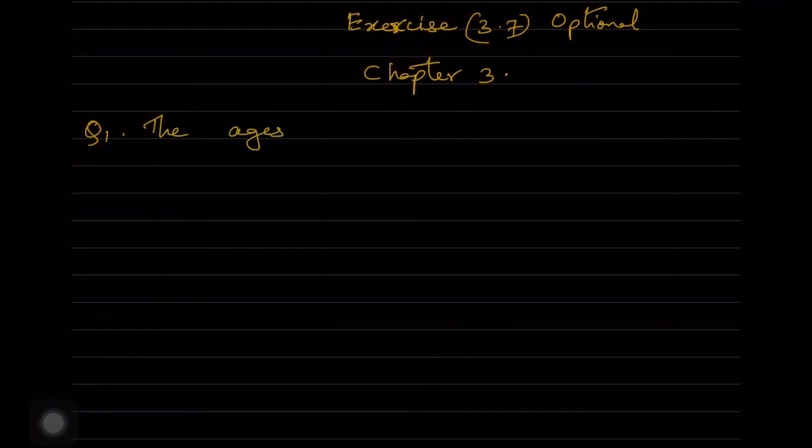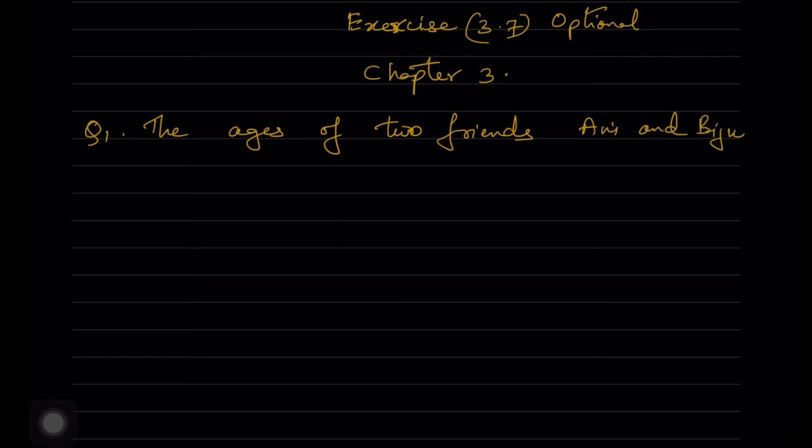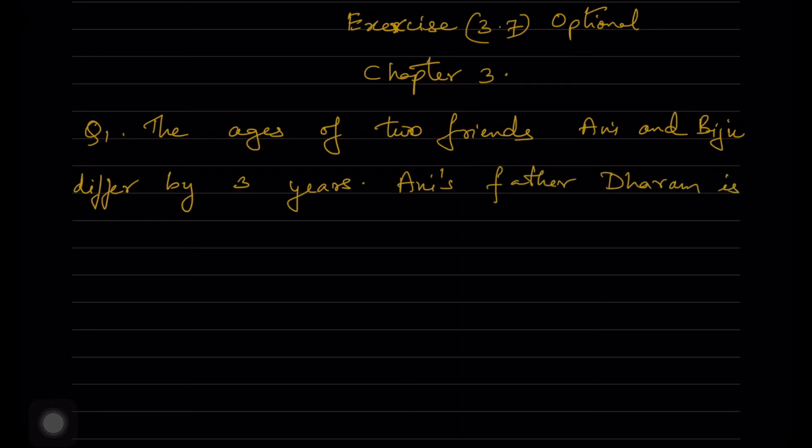Exercise 3.7, optional, chapter 3. First question. The ages of two friends, Ani and Biju, differ by 3 years. Ani's father Dharam is twice as old as Ani and Biju. And Biju is twice as old as his sister Kathy. The ages of Kathy and Dharam differ by 30 years. Find the ages of Ani and Biju.